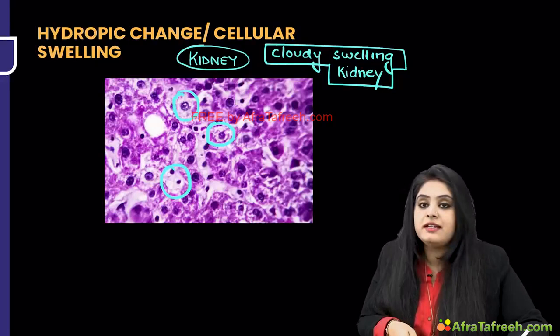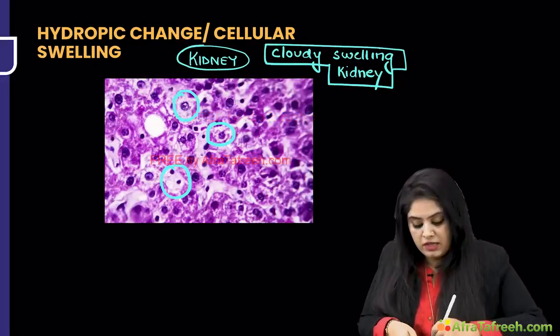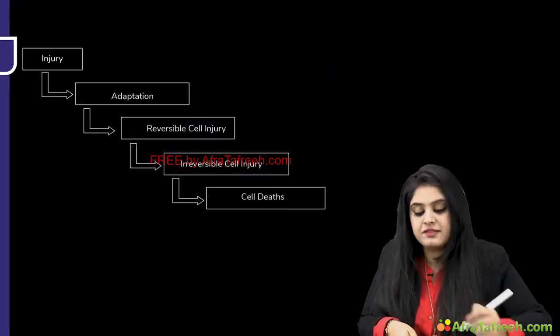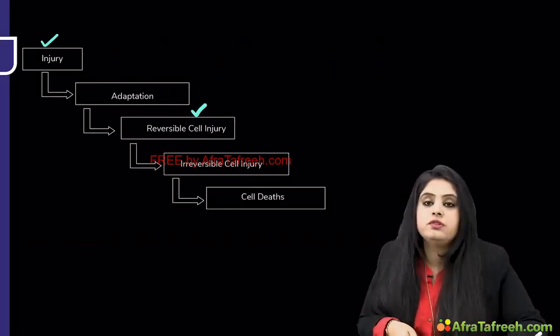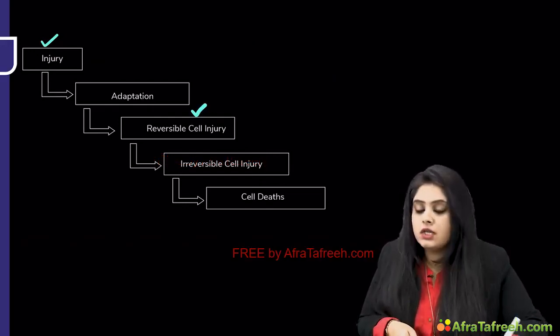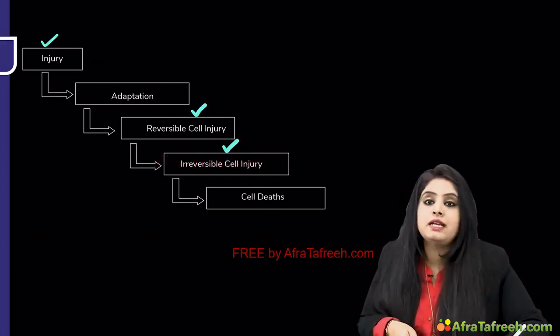I hope everyone has analyzed it, understood it. So this is all about reversible cell injury. Now the story is going to go forward. As I told you, first we were talking about injury. The first injury was reversible cell injury. If I cannot correct it, we are going to go forward, and now we will discuss irreversible cell injury.